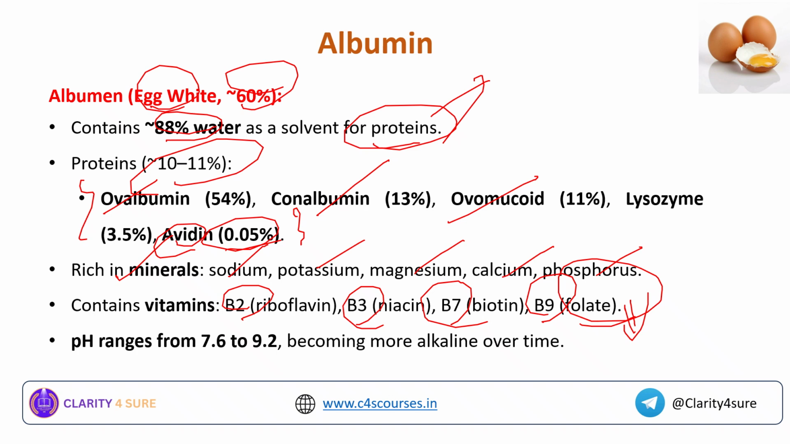What is the pH of this particular albumin? It is 7.6 to 9.2, becoming more alkaline over time. This is very, very important. See, the pH range starts in alkalinity only. As time progresses, the alkalinity of the egg or the albumin increases. So these are all the important points related to the albumin: 88% water, 10 to 11% protein, and these important proteins where avidin is in traces. It is rich in minerals, contains vitamins also, and the pH range.